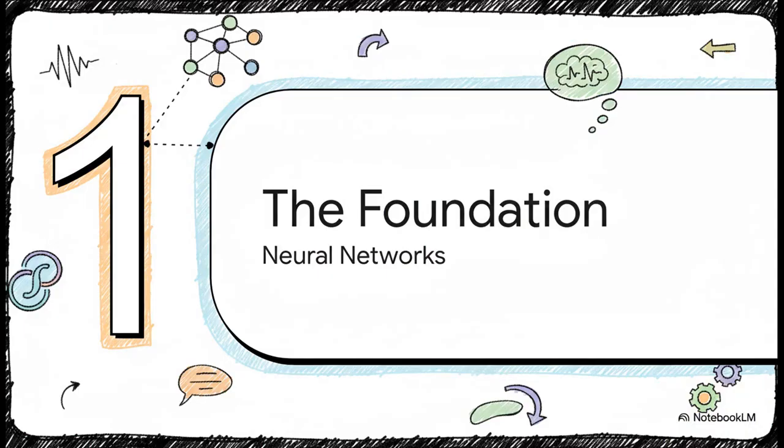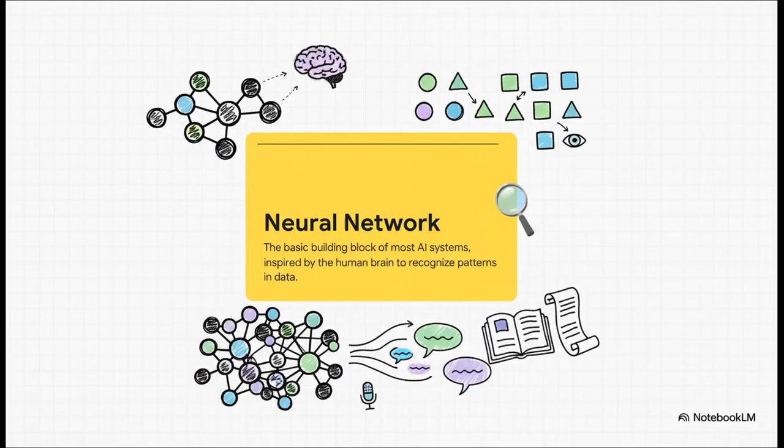To really get a handle on this, we've got to start at the very bottom, with the absolute foundation of pretty much all modern AI. We're talking about neural networks. Think of a neural network as kind of like the single Lego brick of AI. The whole idea was actually inspired by our own brains. Its main job, its whole purpose, is to look at a bunch of data, learn from examples, and get incredibly good at spotting patterns.